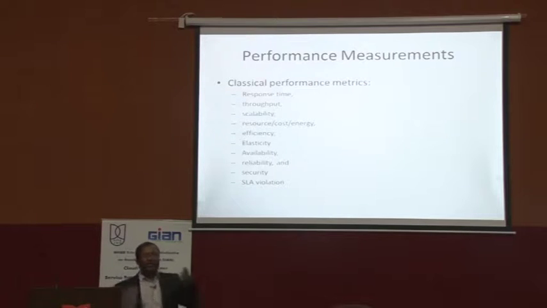Elasticity, because in the cloud, elasticity and scalability are cousins, okay? So elasticity can go up and it can go down. The system can scale up and scale down. Availability is whether the system is available 99% of the time.